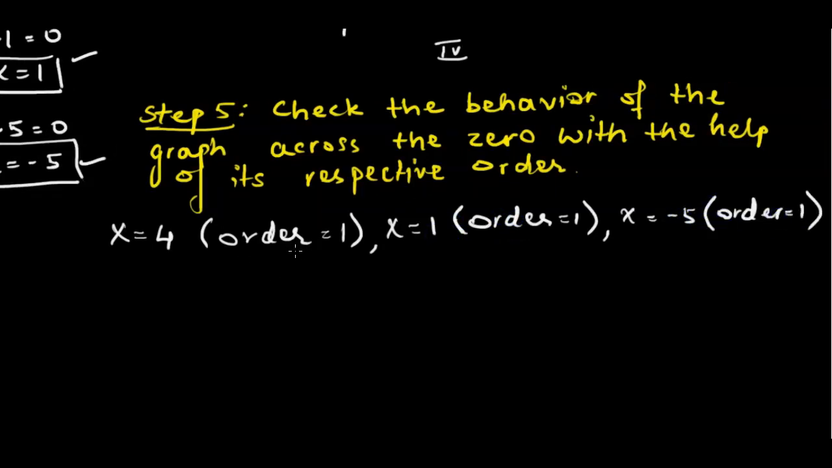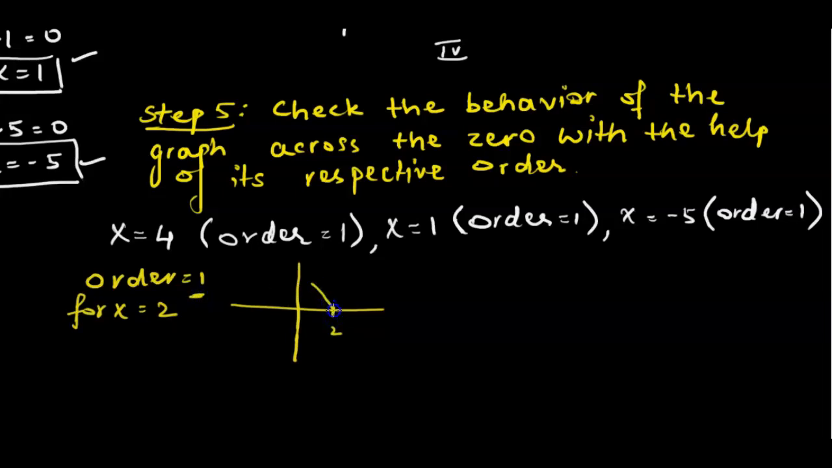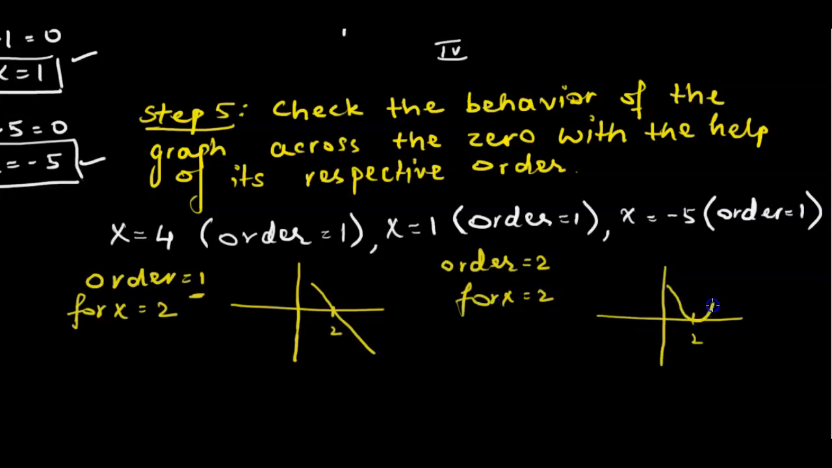Now how order helps us decide the behavior of the x-intercept is, if ever order is 1 at a particular x-intercept, for example, we'll take an order 1 for x equal to 2. This is some random example. When order is 1 for x equal to 2 and the graph is coming from here, then order 1 means the graph is going to pass straight through 2. If order is 2 for x-intercept 2 and the graph is coming from here, it's going to turn around at 2. So order 2 means turning around. Order 1 means going straight.